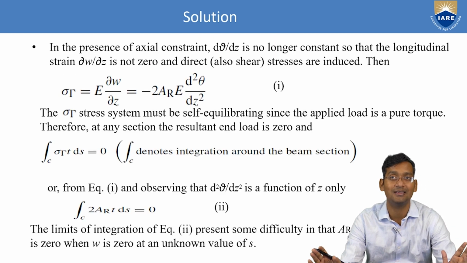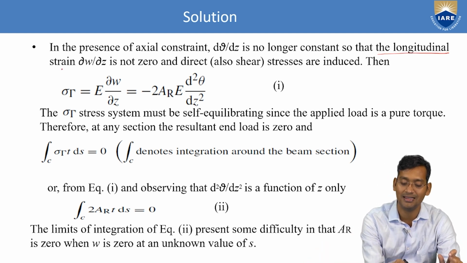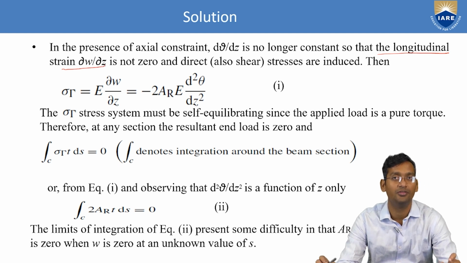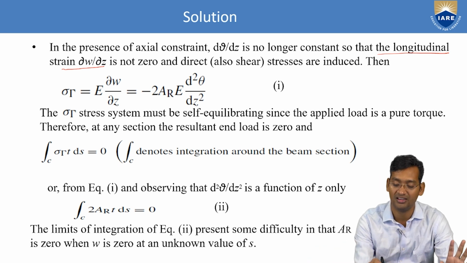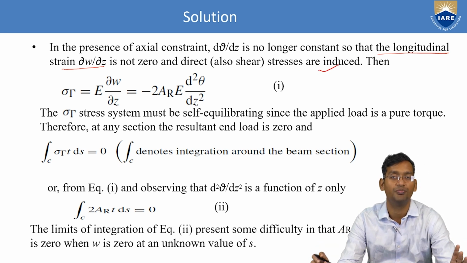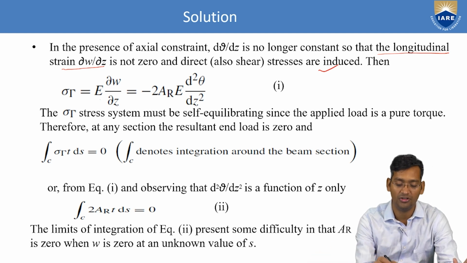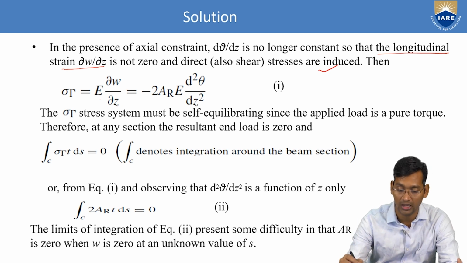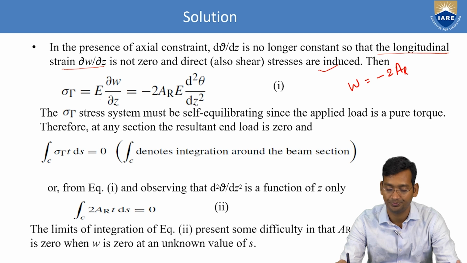So in the presence of axial constraint, d theta by dz is no longer constant, so that the longitudinal strain del w by del z is not zero, and direct and shear stress will be induced. Then sigma z equals E del w by del z. After substituting from the previous equation, what was that? In the previous derivation we had seen w equals minus 2A r d theta by dz. That was the warping.